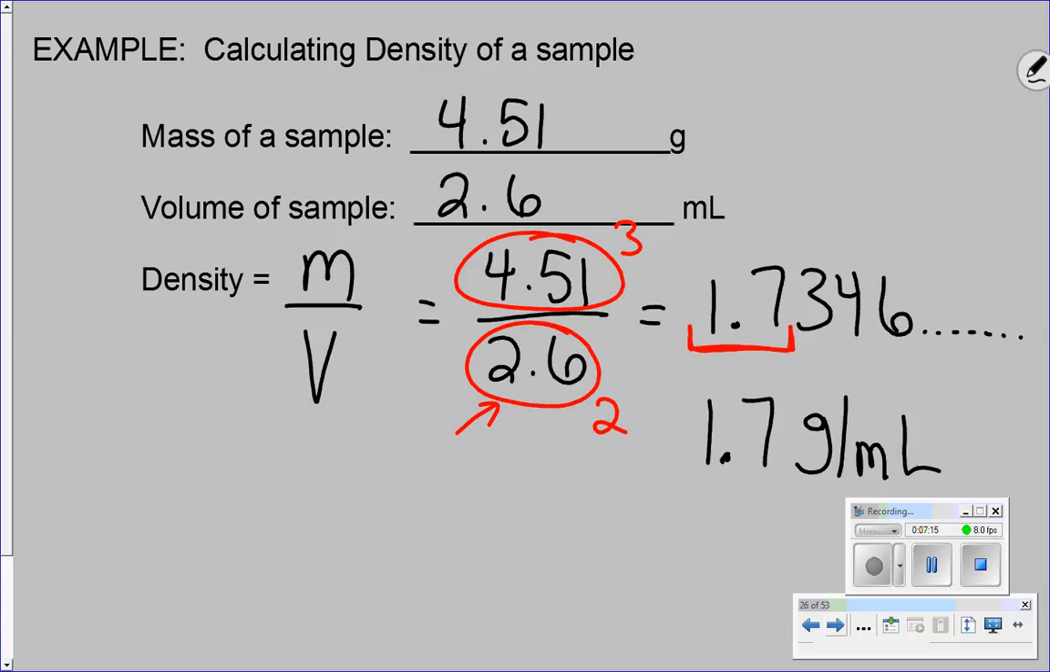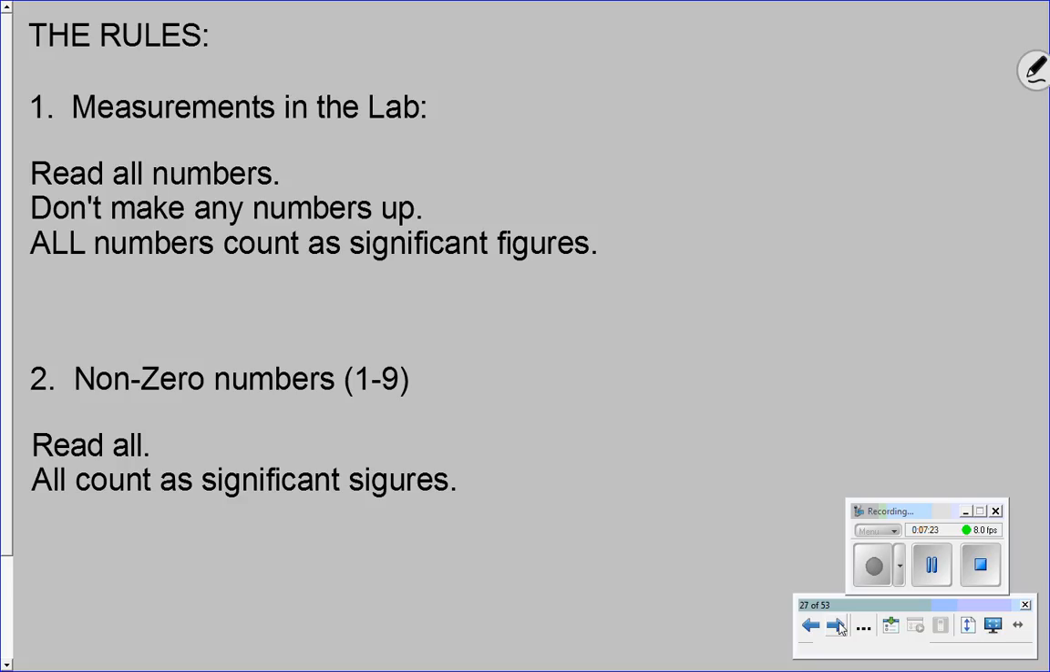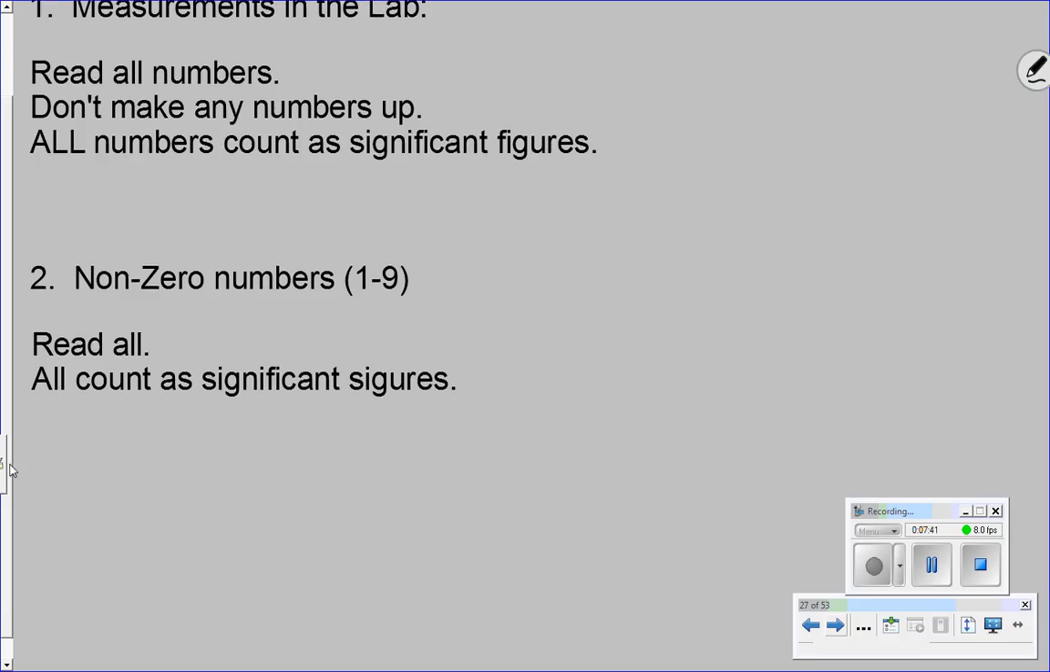A lot of times you'll just simply be given numbers on paper that you'll have to deal with as well, so it's important to be able to determine how many significant figures a number has. So we've got some rules. Rule number 1 is easy, we just covered it. Measurements in the lab: you read all the numbers on the thing that you're using to measure, you don't lie or make any numbers up, and all those numbers are significant. End of story. So if you read it on a balance, if you read it on a graduated cylinder, it's significant. Rule number 2 is also really easy. If it's not 0, it's significant. So anything 1 through 9 is automatically a significant figure.